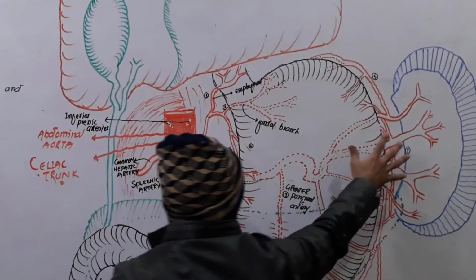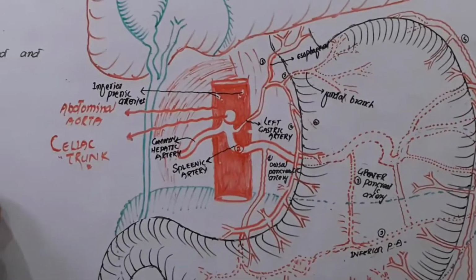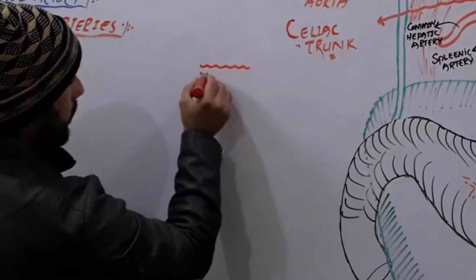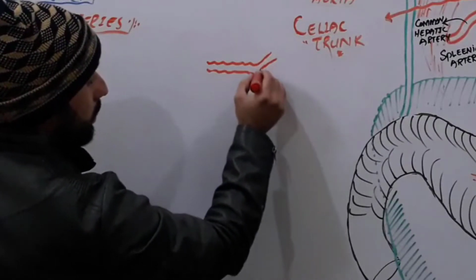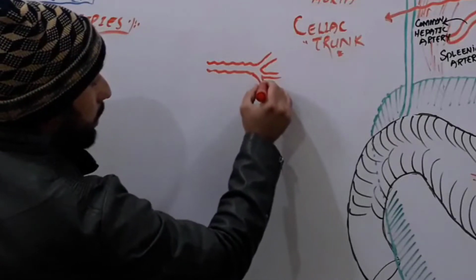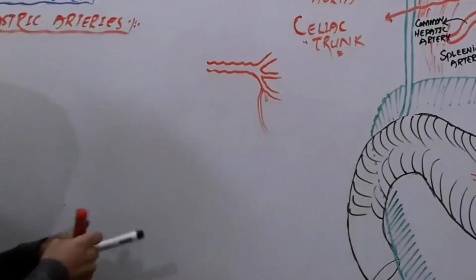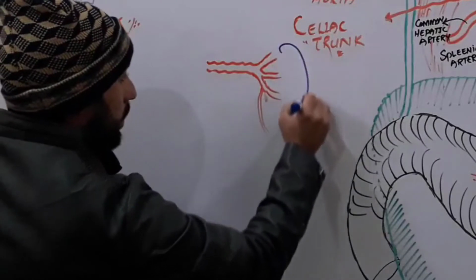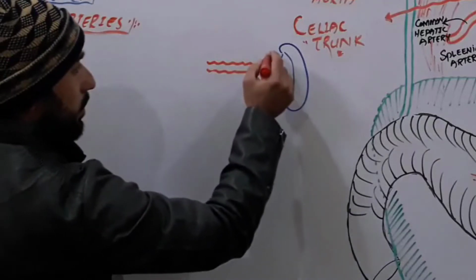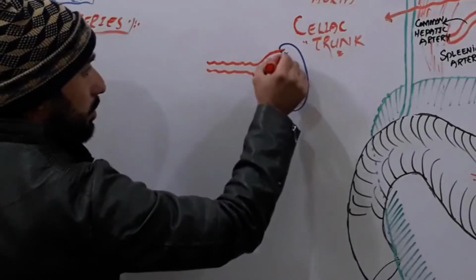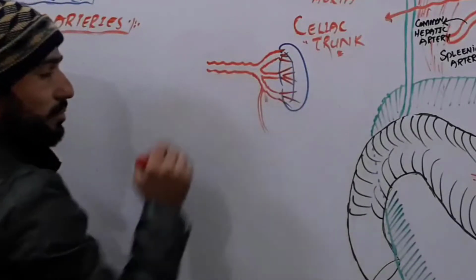So look carefully. Let me draw this portion here a little bit clearly, right? Look carefully. And this is our splenic artery, and you know it has gone and divided into 3 sub branches, right? 3 sub trunks like this, and all these trunks enter to what? All these trunks enter to your spleen. This is your spleen, right? Look carefully. These are the splenic branches of the splenic artery.